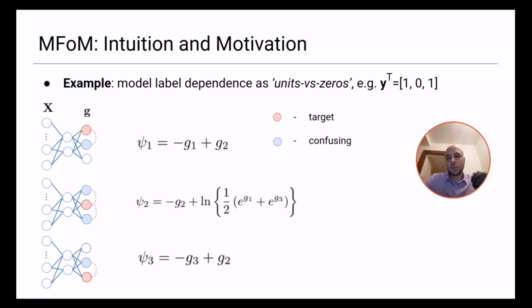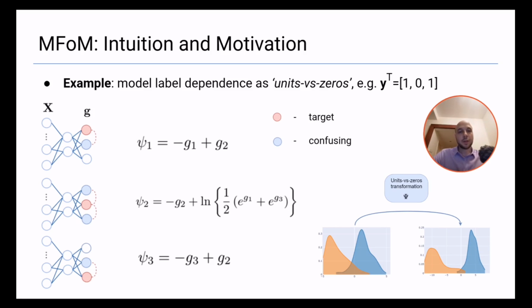Finally, the output score G3 is labeled with 1. The confusing class for G3 is G2, which is labeled with 0. And the new output score psi3 is a difference between G3 and G2. In practice, we notice that a ones versus zeros transformation allows us better class score separation, and that's why the idea was to use this information in our training process.